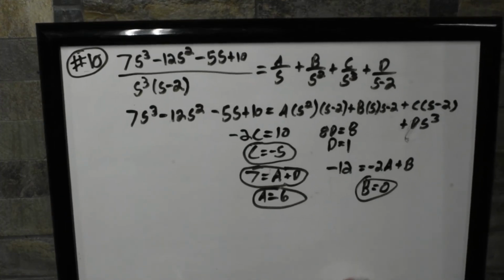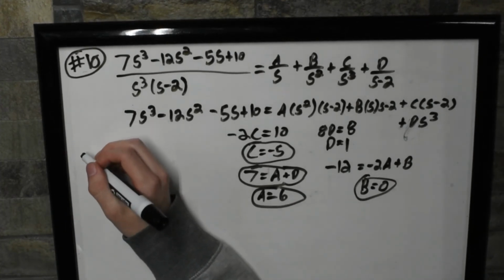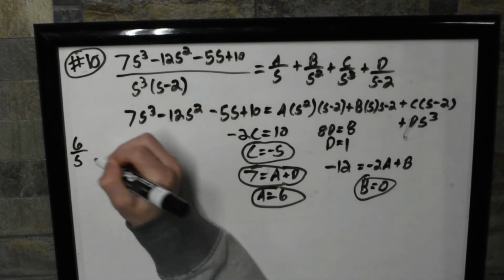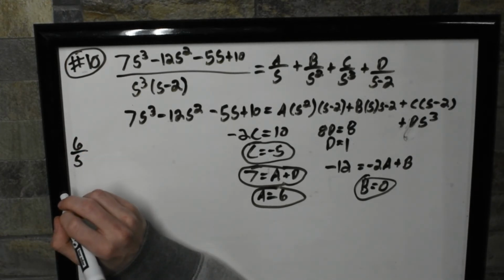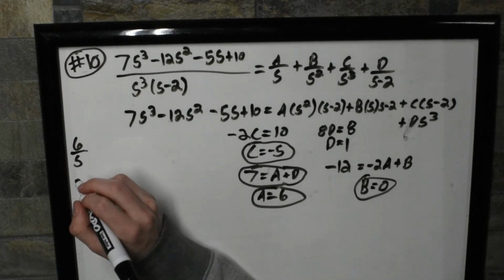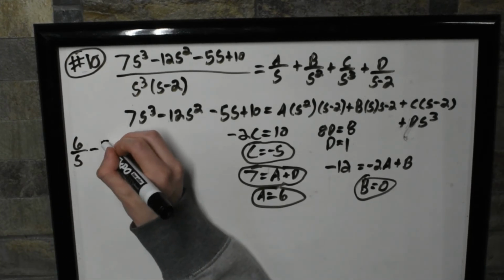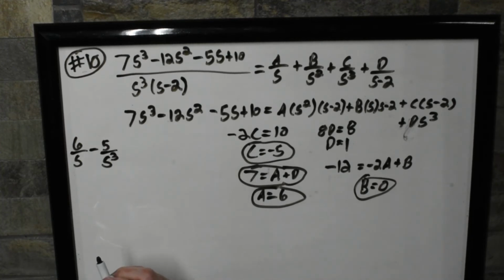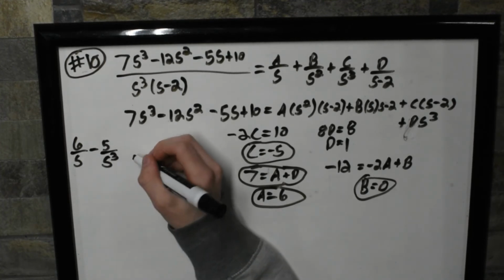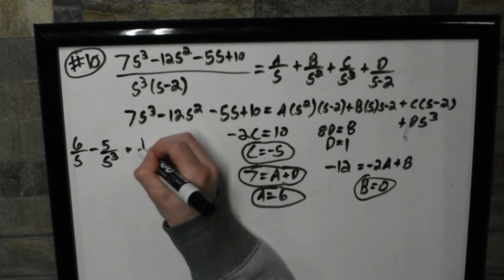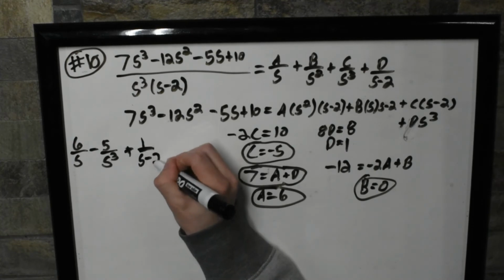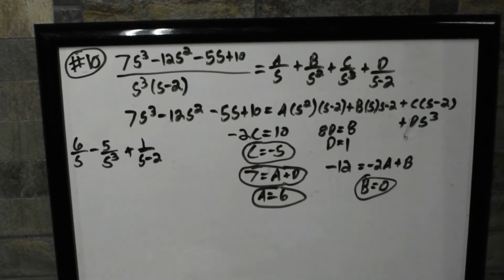Let's move this over here. So we have 6 over s, 0 over s squared, minus 5 over s cubed. And where's our d? d is equal to 1, so plus 1 over s minus 2. Okay, and we're just going to find the inverse Laplace transform of these.